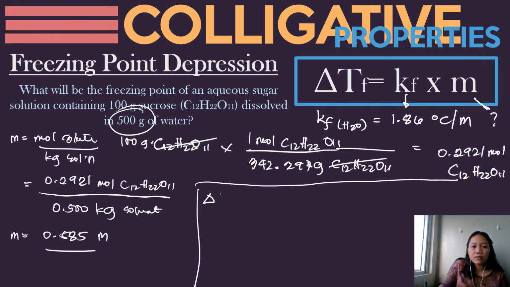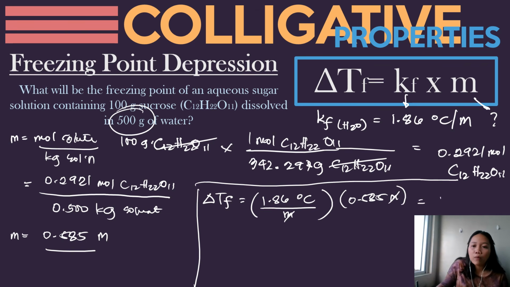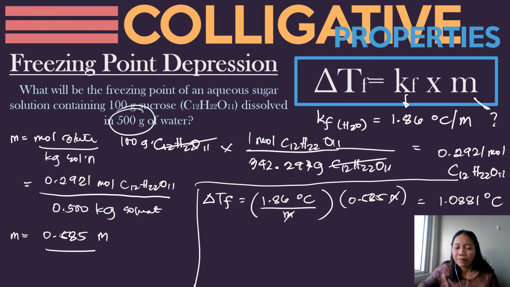Yes. So the change of your T sub F is equal to your K sub F, which is 1.86 degrees Celsius per molal, times the molality, which is 0.585 m. So you cancel the m, and you have an answer of 1.0881 degrees Celsius. Ano ibig sabihin yan? That is the change of the temperature. But because this is freezing point depression, dapat bababa.